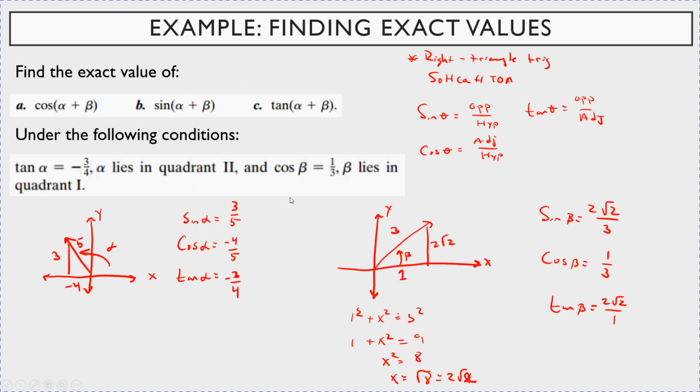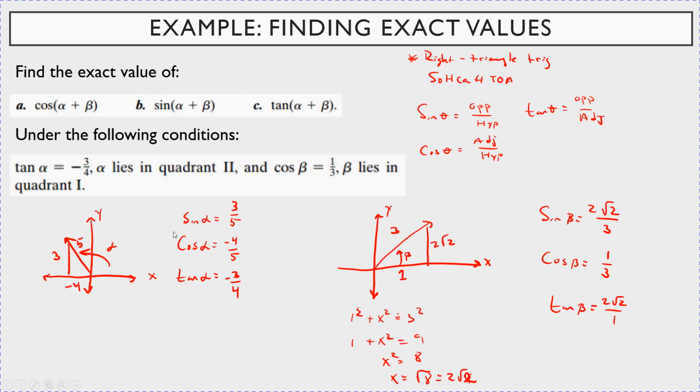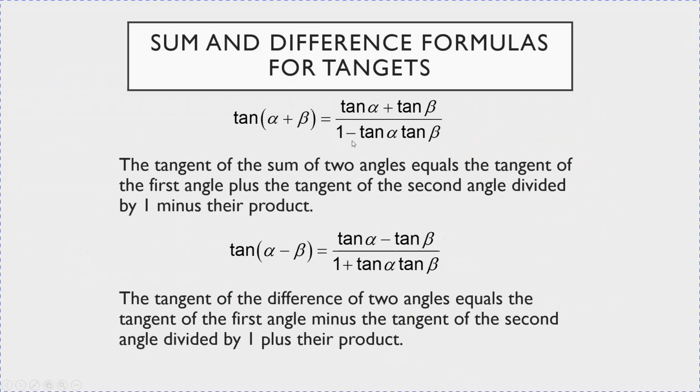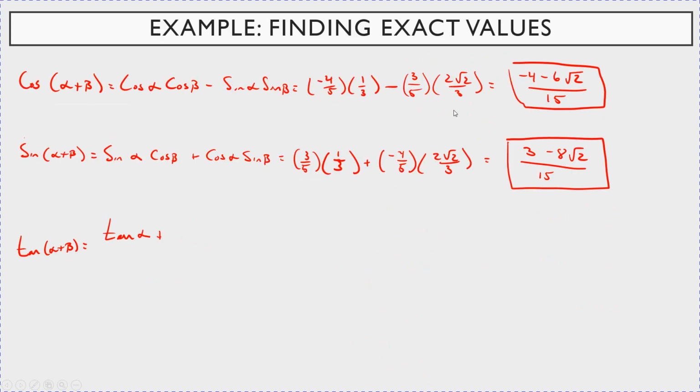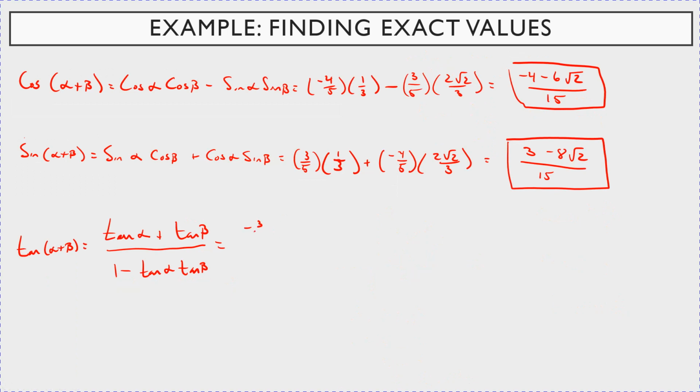All right, and now we're just going to do one of those tangents, okay? Tangent of alpha plus beta. So tangent of alpha plus beta is going to be equal to, just going back to the formula, right? Tangent of alpha plus tangent of beta divided by 1 minus tangent of alpha, tangent of beta. All right, so tangent of alpha, minus 3/4. Tangent of beta is going to be 2 square roots of 2 over 1. So this is minus 3/4 plus 2 square roots of 2 over 1. That's the numerator. Divided by 1 minus these. So minus 3/4 times 2 square roots of 2 over 1.